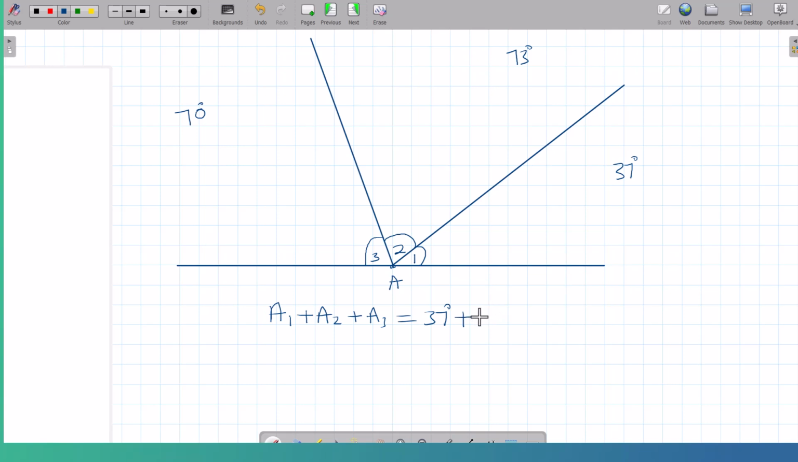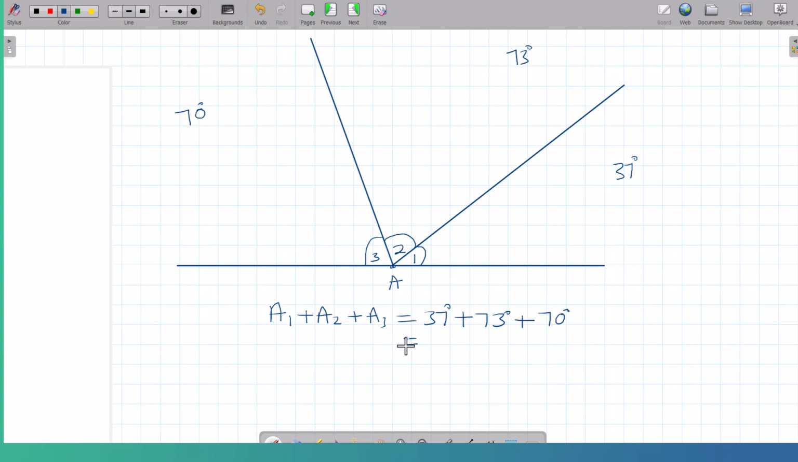A2 is 73, right? Yes, A2 is 73 degrees. What about our A3? It is 70 degrees. Are we together? 70 degrees.